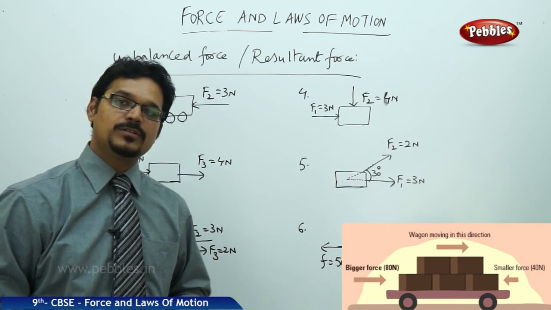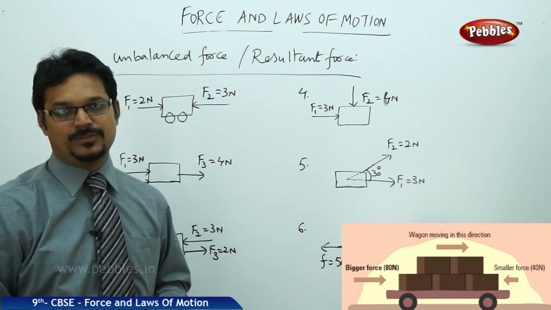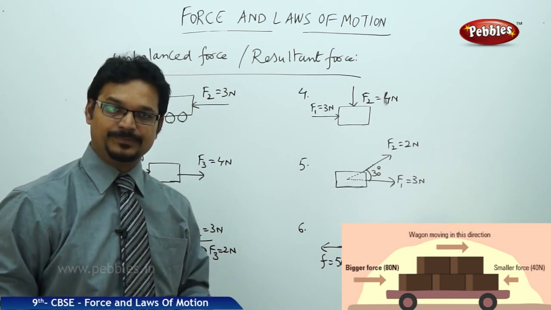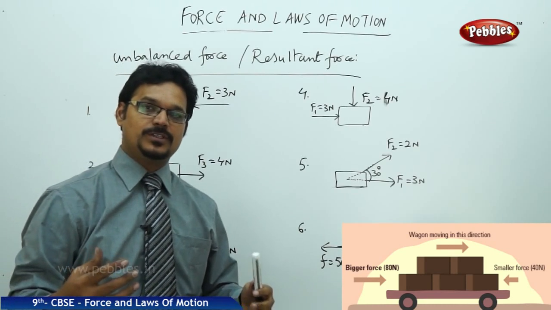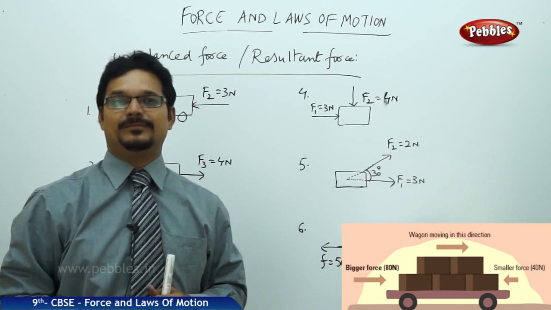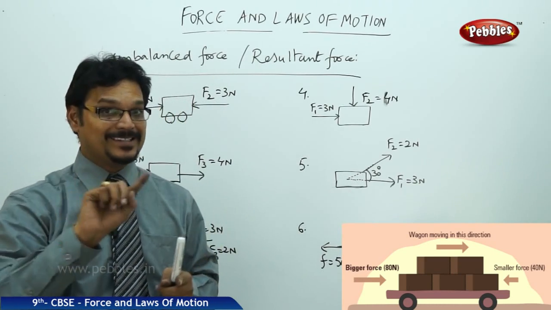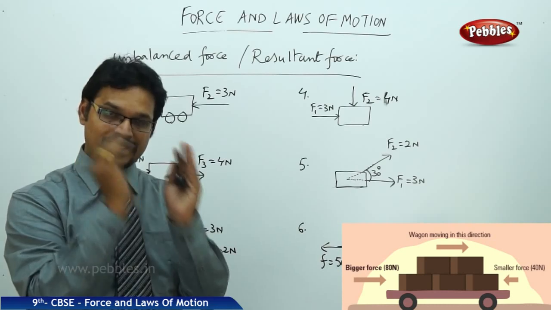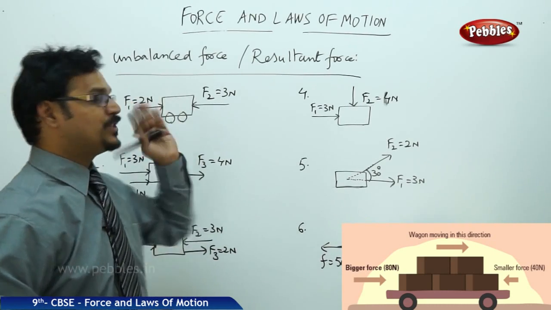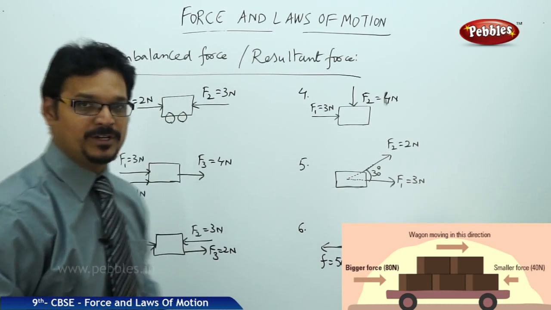So let us discuss unbalanced force. This is also called resultant force. In the resultant force or unbalanced force situation, you have many forces acting on the body, but the net force is not 0. The net force has some non-zero value. Then it is called unbalanced force or resultant force. Let me explain in more detail.